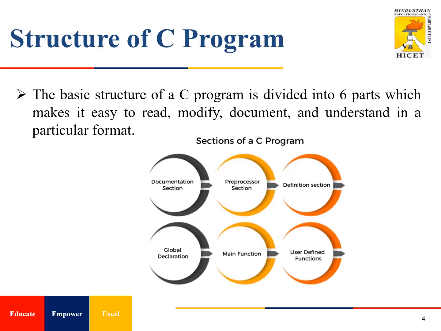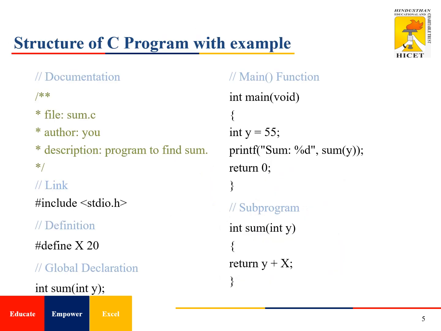Now the structure of C program. We already know that C is a structured programming language, so we can divide the structure of a C program into 6 parts, which makes it easy to read, modify, document and understand the C code. The sections of a C program are documentation section, preprocessor section, definition section, global declaration, main function, and user defined functions. The structure of a C program with an example is given here.